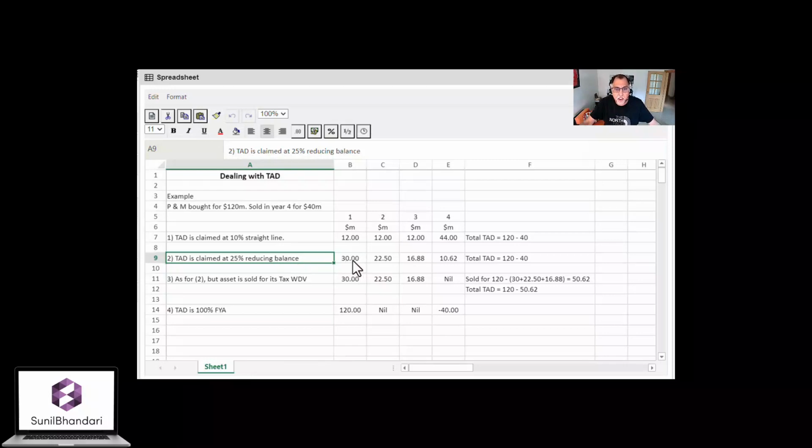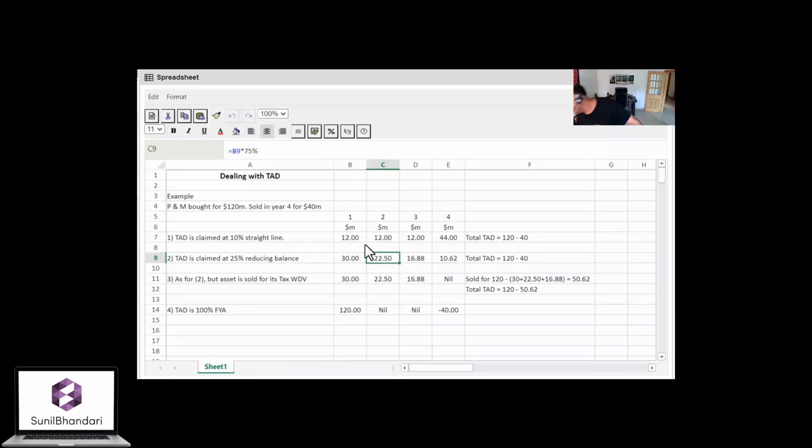The first year, I claimed the 25% of 120 million. Then, if the reducing balance rate is 25%, that would effectively mean that what I call the scaling rate is 100 minus 25%, 75%. So therefore, if I take 75% of last year's figure, I will have the value.